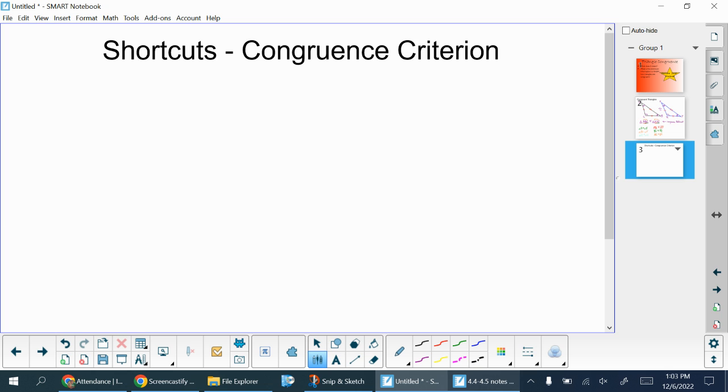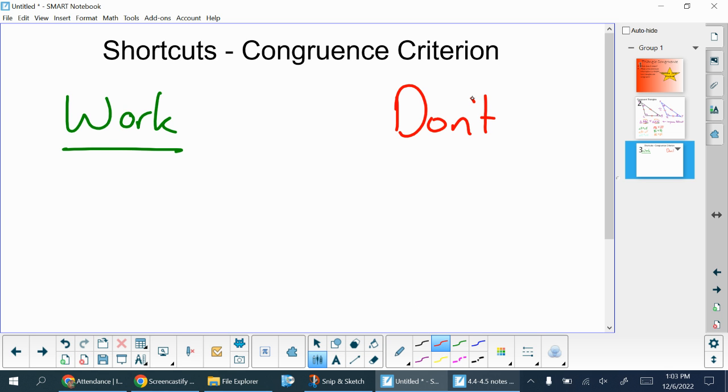And there are 5 of them that do in fact work. And there's another couple that you'll see that look like they should work, but actually don't. So I'm going to write down real quick the ones that work on this side and the ones that don't work on this side. We'll talk about these more in a minute, so hold on if you're having some questions. These are the amount of information that we need in order to know that 2 triangles are congruent.